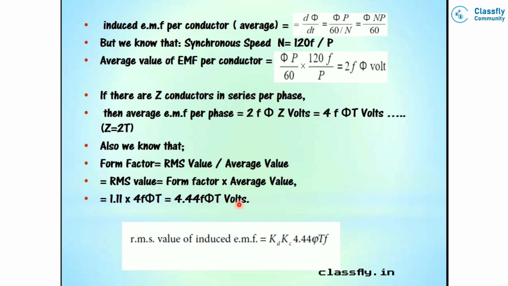But if the winding is distributed, then we need to add the factor Kd, the distribution factor. If there is also the pitch factor, we have to write Kc or Kp. So the RMS value of the induced EMF, when both the distribution factor and the pitch factor are present, will be Kd Kc 4.44 phi T f. From this equation you can understand it is similar to the EMF equation of the transformer.